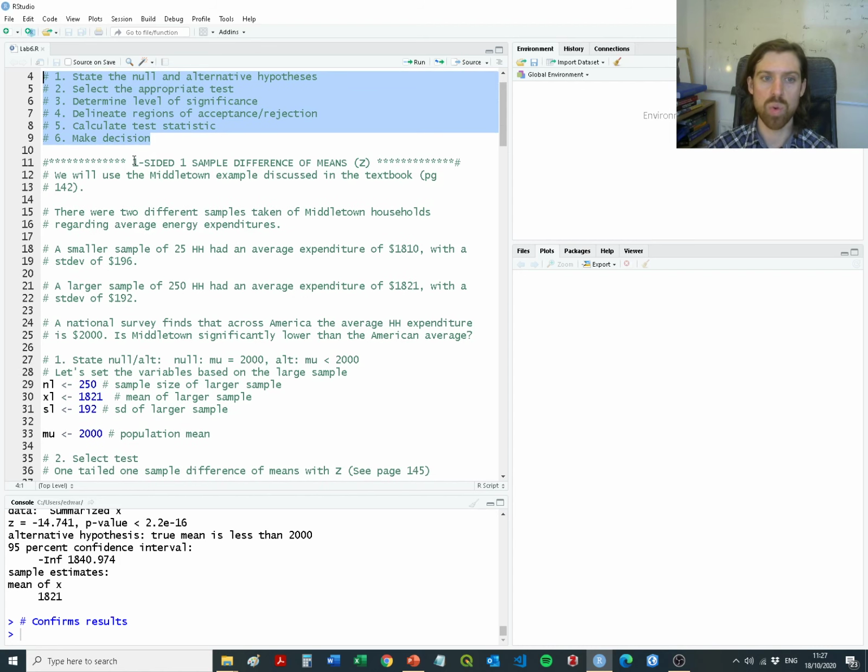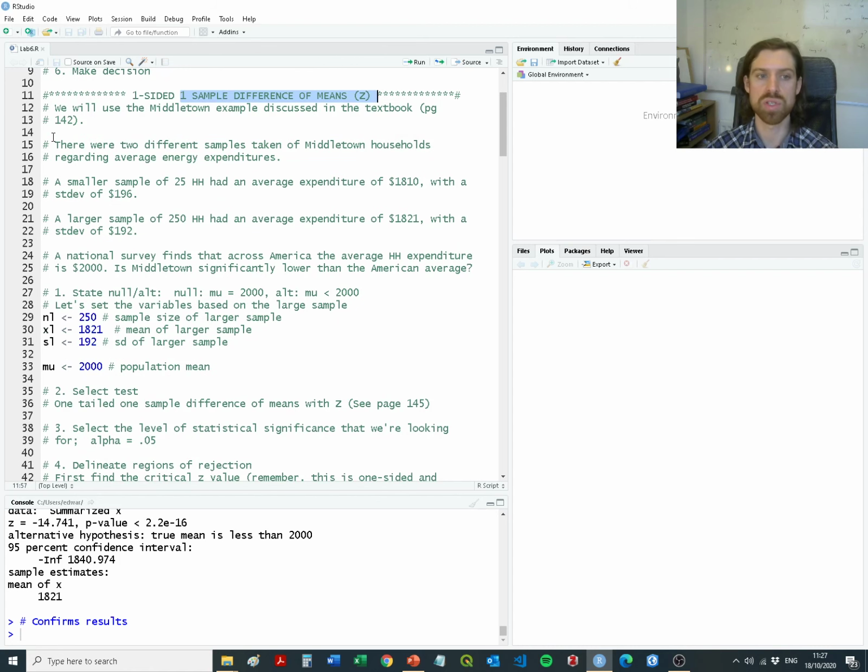So let's start with a sample difference of means test, and let's use the example that's in the book, which is on the average energy expenditure of households in this fictitious town, Middletown. So imagine that we take 2 different samples from Middletown households, and we go out and we basically ask people how much they spend on average on energy, and we do that across a variety of different households. These 2 samples essentially have different numbers of households within them.